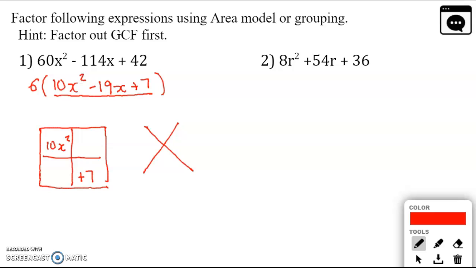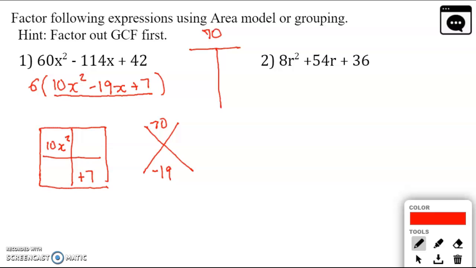Oops. Yeah. Solve my diamond. To get the top number, I multiply the first number, the leading coefficient, and 7. 10 times 7 is 70. The middle number, the coefficient, is negative 19. So I'm looking for a product that results in 70 but adds to negative 19. So I do need to solve my diamond.